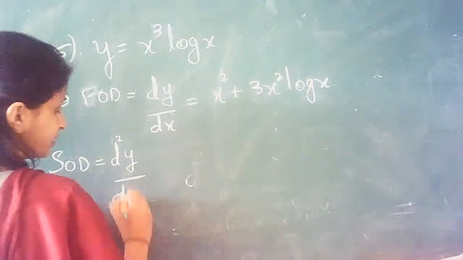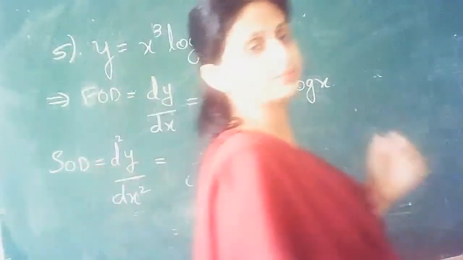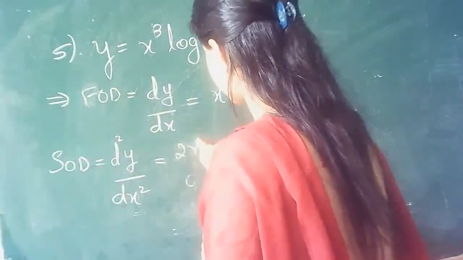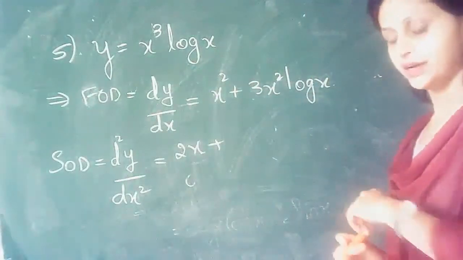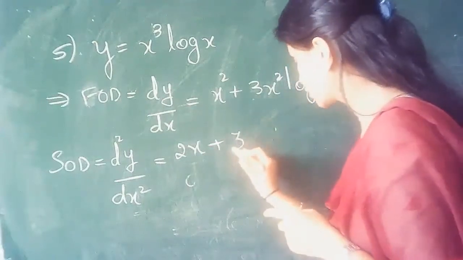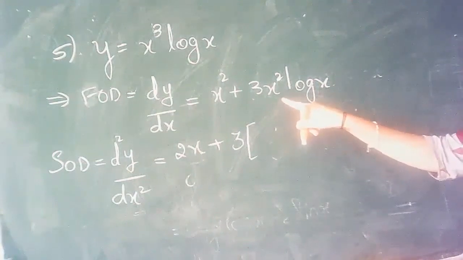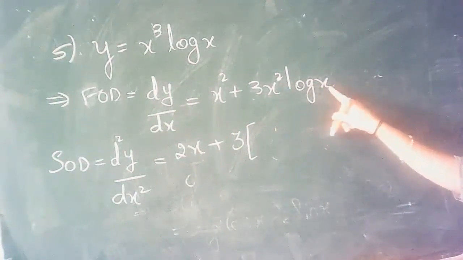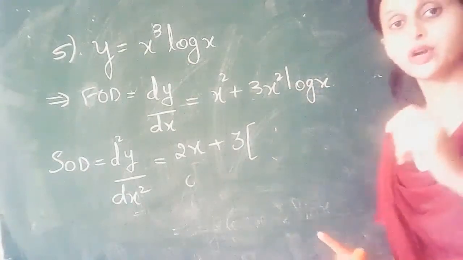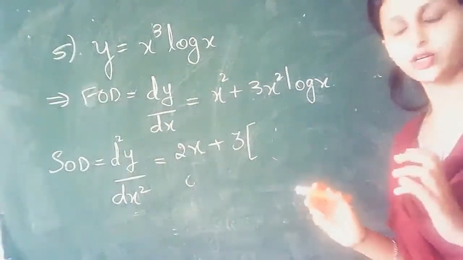So here you are going to differentiate each term. Right, students? What is the differentiation of x square? It is 2x plus. Now observe here, let us take this 3 outside. Differentiation of x square log x, you can observe again it is a product, so you are going to use the product rule here.